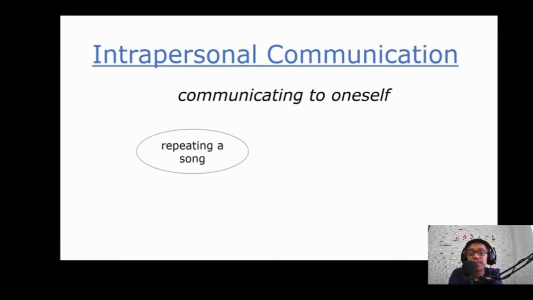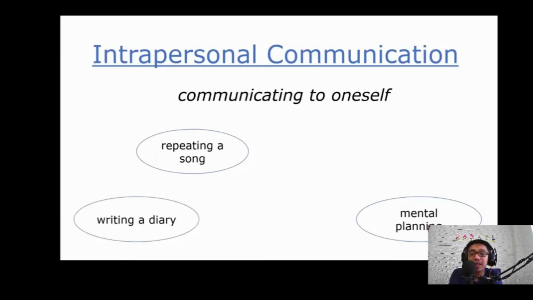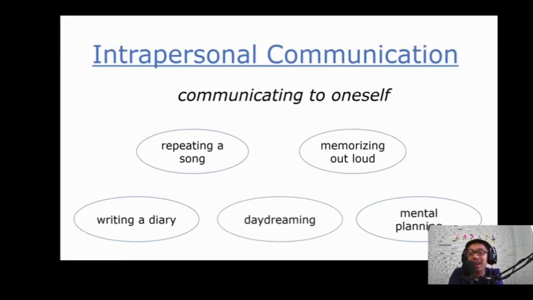Examples include repeating a song. So if you like to sing for yourself or simply repeat a song, then that is communicating to yourself. We also have mental planning. So when you want to think about your plans for today, for this week, for the upcoming days, that's mental planning. Okay, you don't have to tell others about your plan. So you're going to talk about yourself, about your plans for today and for the next days to come. That is intrapersonal communication. Other examples include writing a diary, memorizing out loud, and daydreaming. Your favorite is daydreaming, I know. Right? So there, those are the examples of intrapersonal communication.